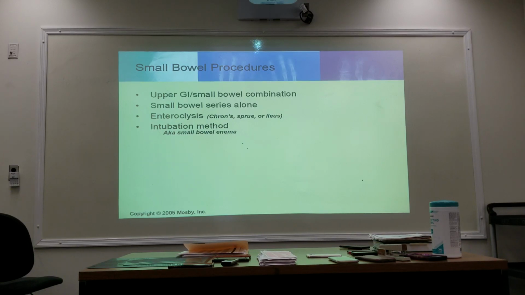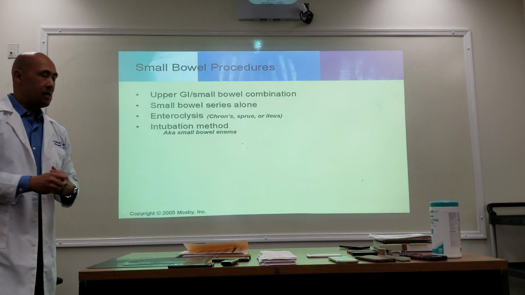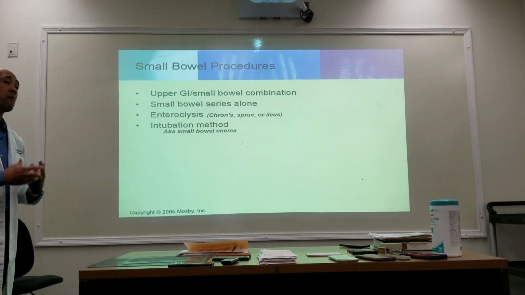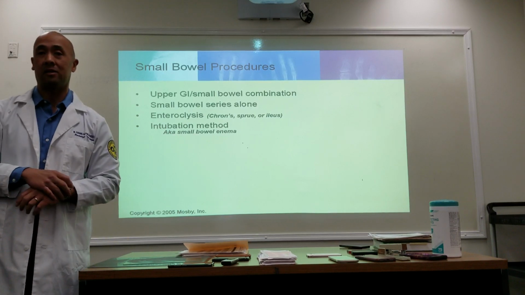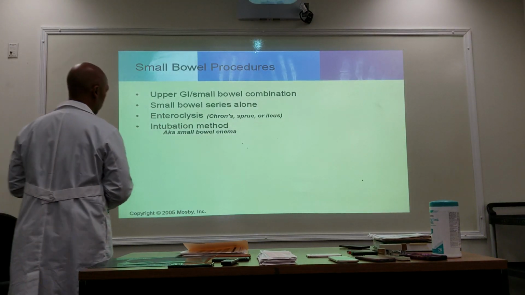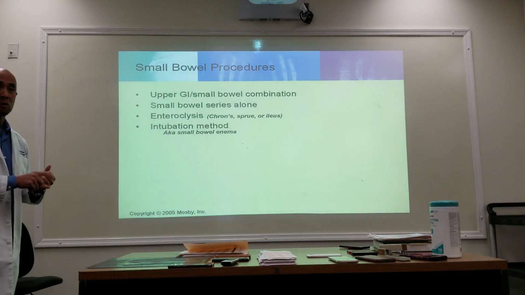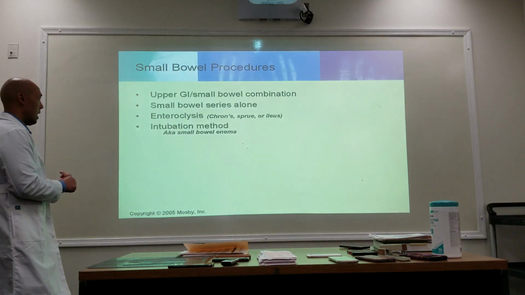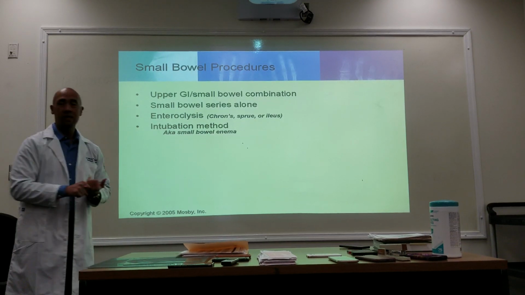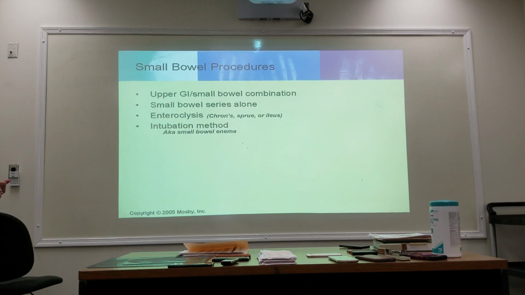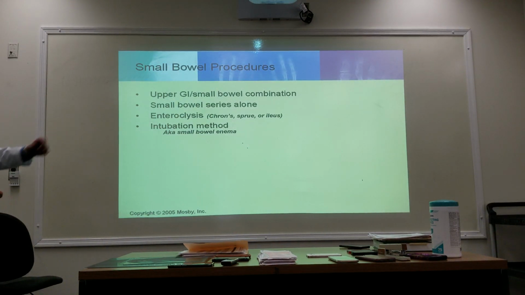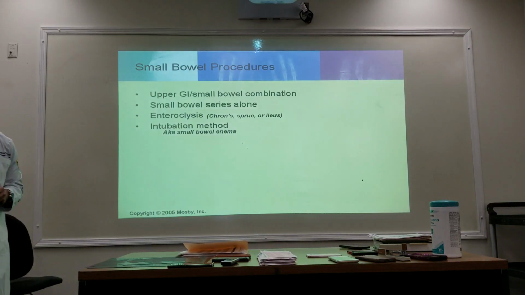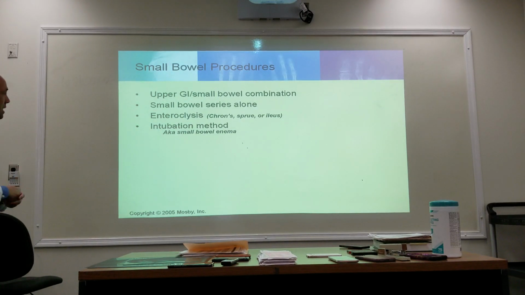So we perform enteroclysis, and I'll get to this again later on, but it's a double contrast study. Generally, in a small bowel series there is just single contrast. But in the case of enteroclysis, we'll do a double contrast study. What do I mean by double contrast? It's going to be air and barium, okay? We generally do this with Crohn's disease, sprue, and ileus. The other intubation method is the small bowel enema. Again, it's like an NG tube, a nasogastric or nasoenteric tube, that will be inserted down into the proximal area of the small bowel.